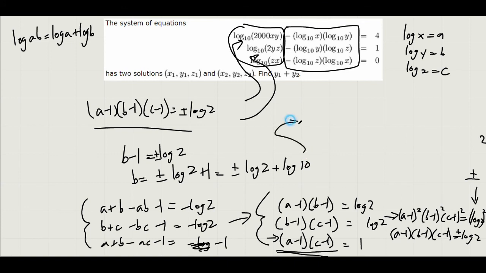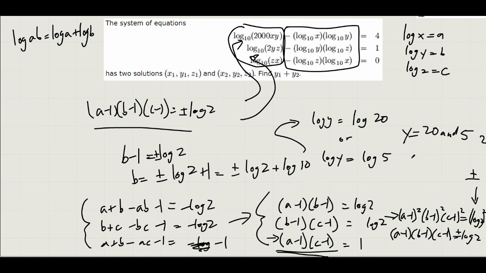So if we read this equation in terms of y, log y equals log 20, or log y equals log 5, I think. Wait, let me think about that. Yeah, log 5, because when you take negative log 2 plus log 10, you divide 10 by 2 to get log 5. So then you get y equals 20 and 5. Finishing this up, thus, y1 plus y2 equals 25. And that's how you solve this problem.